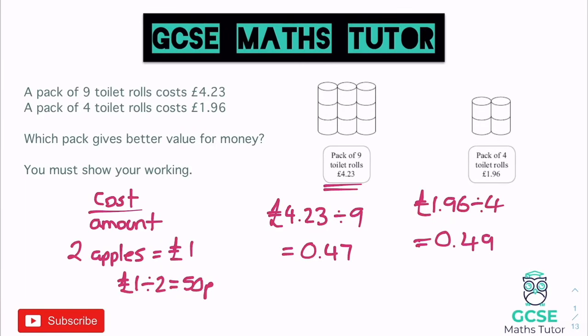Okay, so from there, obviously we can identify which is the better value. We obviously want the one that's going to be 47p per roll rather than the one that's 49p per roll. So we just need to make a conclusion in this. We would say the pack of 9 is better value. So I'm just going to write the pack of 9. There we go.